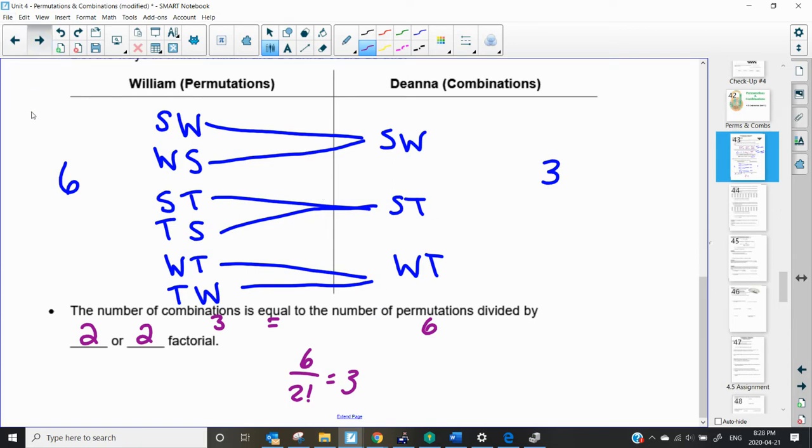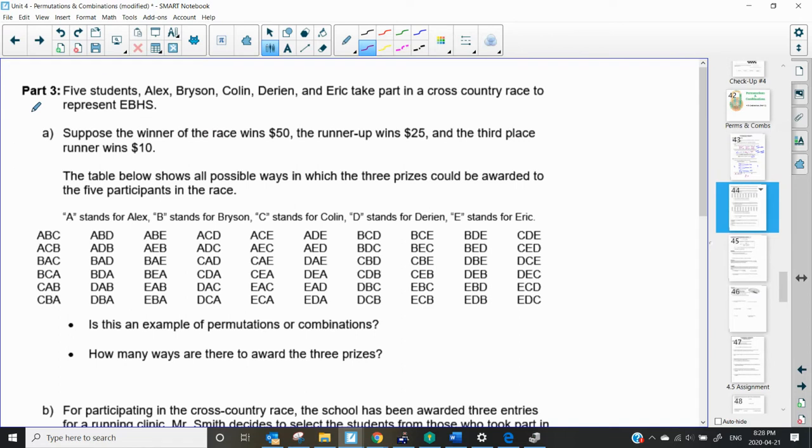All right, so I'm hoping at this point you're seeing that the relationship between permutations and combinations has something to do with order. So with permutations, order matters. With combinations, order does not matter. All right, so we're going to look at part 3 here.